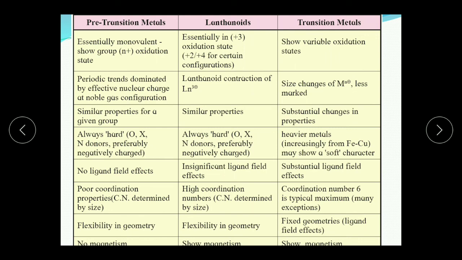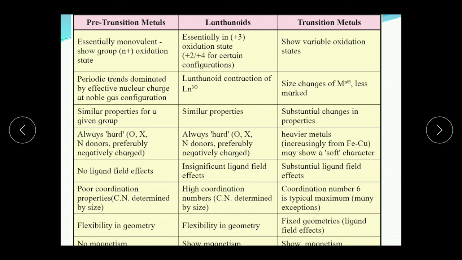For pre-transition metals, in the s block and p block, all the elements in a single group show similar properties. Lanthanides, as the name suggests, are all almost similar in their properties. But transition metals show some variation in their properties. That means in a group, if we compare all the elements of the d block, they don't have similar properties; they change.